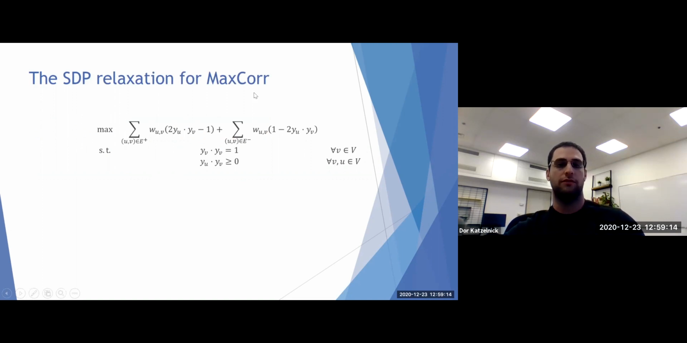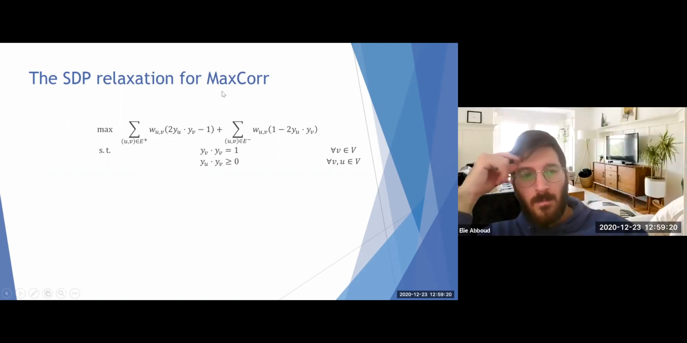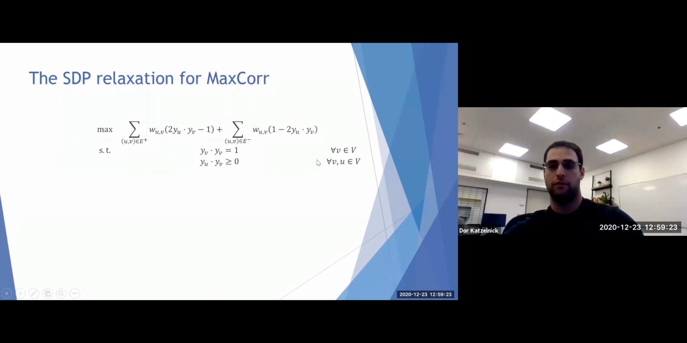Okay, so this is our relaxation for the max score problem. It's a very simple relaxation. And basically what we have here is a vector for every node in the graph. So for every node v, we assign a vector and we demand that it will be a unit vector. And in addition, we want that for every 2 nodes in the graph, the inner product between y_u and y_v will be at least 0. So basically what this means is that all the vectors lie in the same orthant. And orthant is just a fancy name for a high dimensional quadrant.